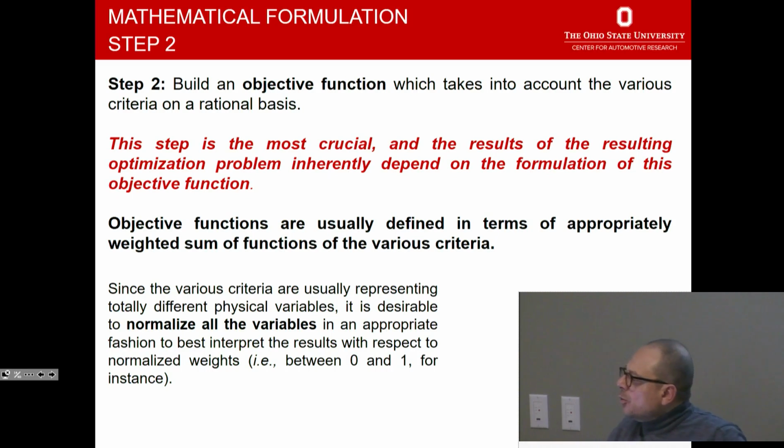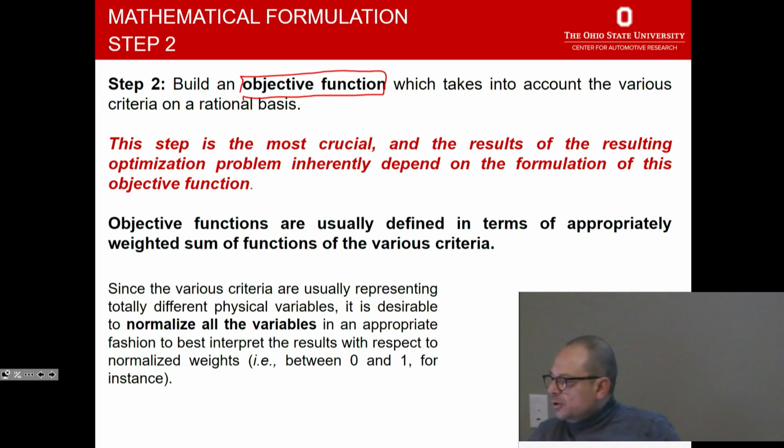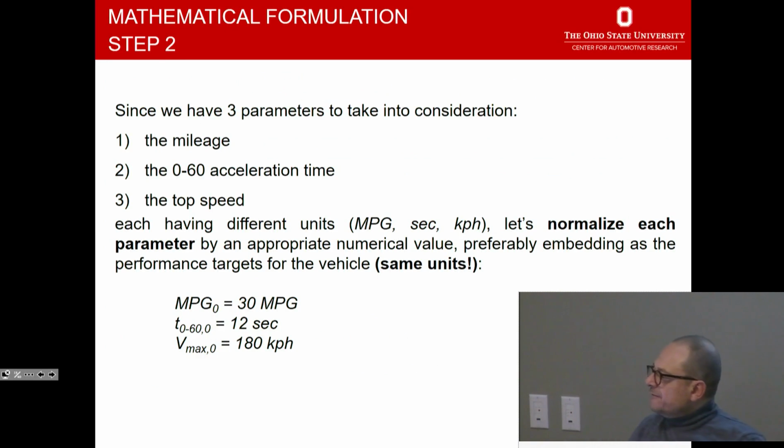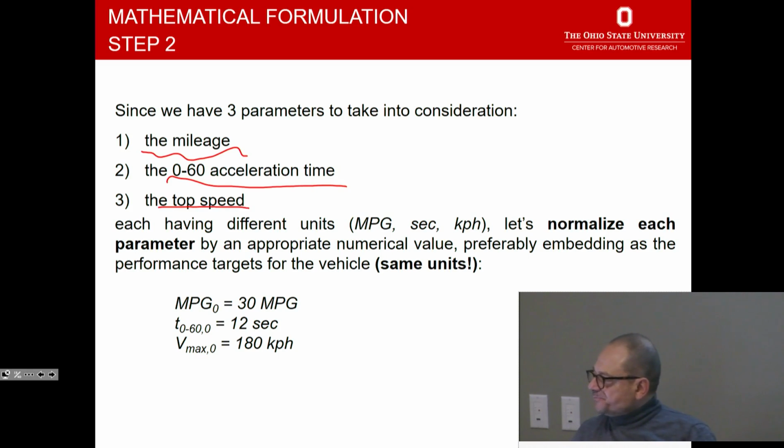So now what we have to do, the next step, is build an objective function. So we normalize all the variables to make them between 0 and 1. And let's think about it for a moment. How do we normalize? Well, we have fuel economy, mileage in miles per gallon, 0 to 60 acceleration time, and top speed. So that's why it was important in the beginning to select some parameter values that we were interested in. So 30 miles per gallon, 12 seconds, 180 kilometers per hour. Those are just targets. It doesn't mean that we will necessarily meet them, but these are good normalization factors.